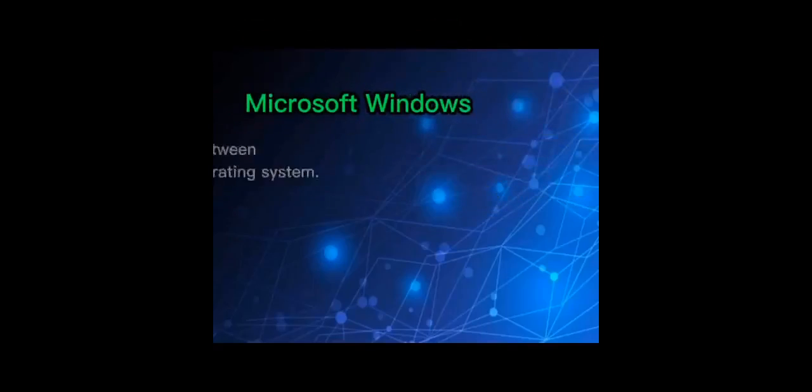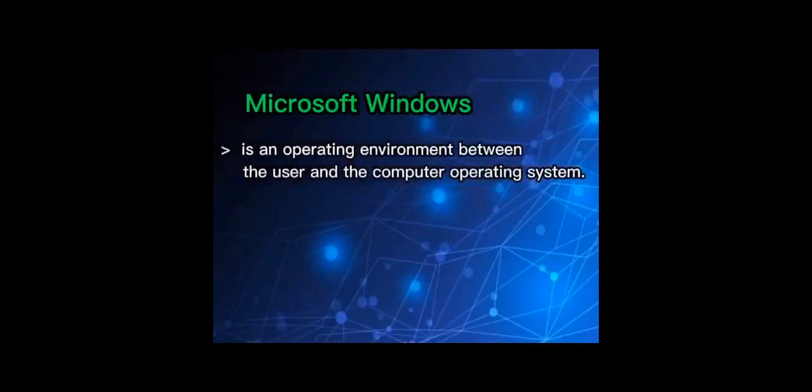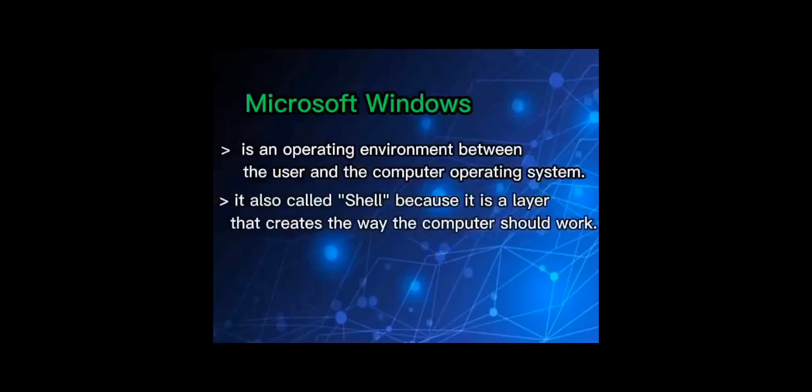So today I will be discussing about Microsoft Windows. Microsoft Windows, or Windows, is an operating environment between the user and the computer operating system. It is also called a shell because it is a layer that creates the way the computer should work. So, Windows is designed and developed by Microsoft. A window is a separate viewing area on a computer display screen in a system that allows multiple viewing areas as part of the graphical user interface.